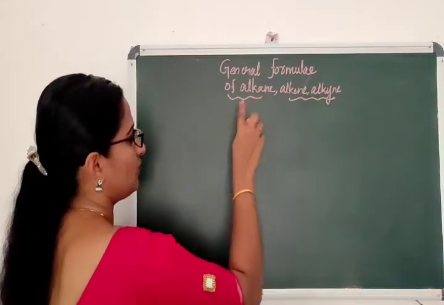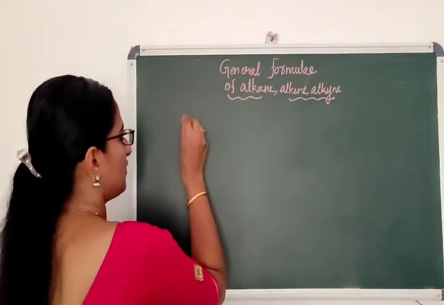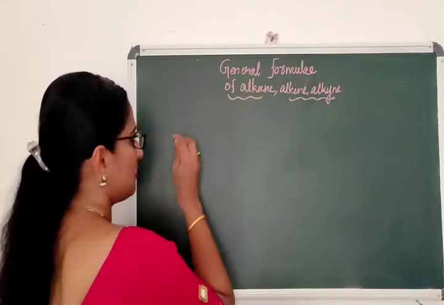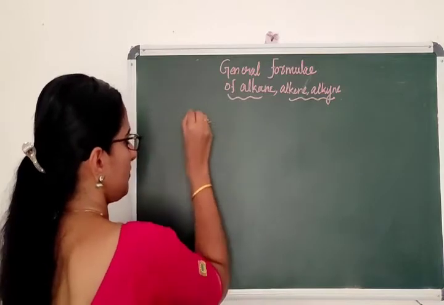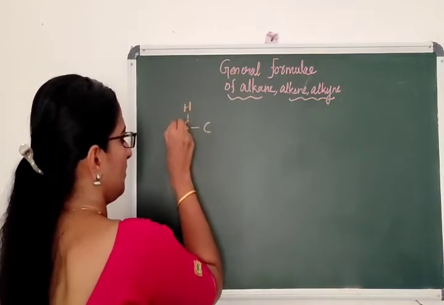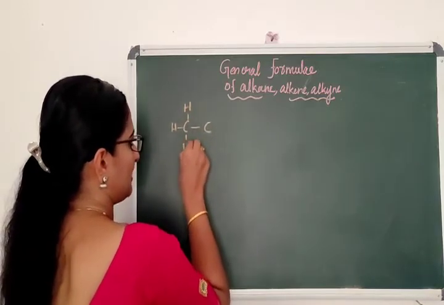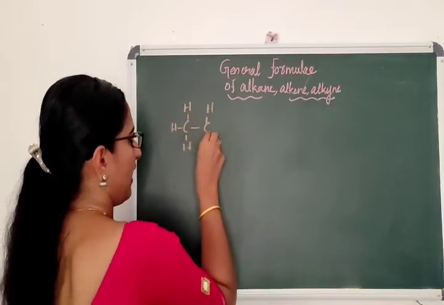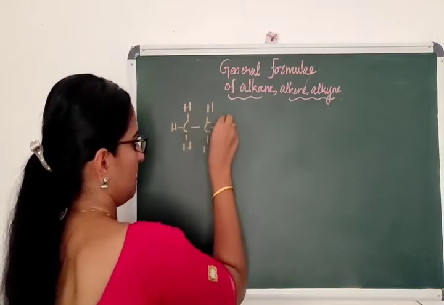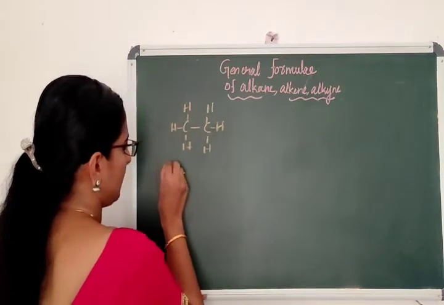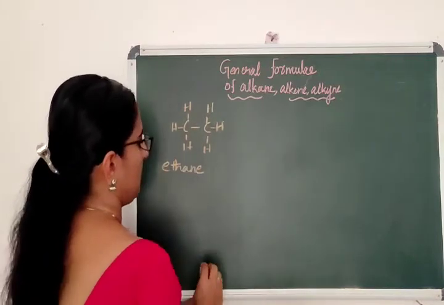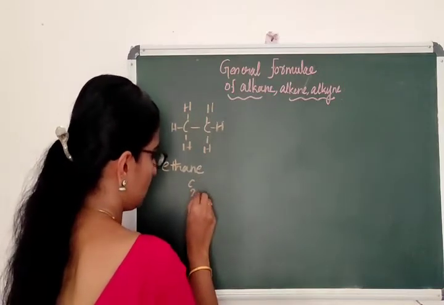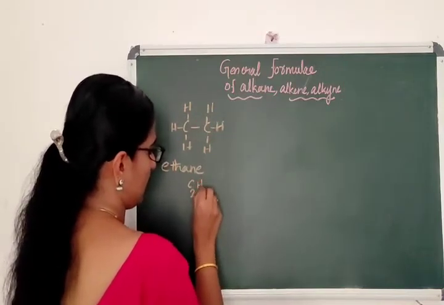Okay, let me write one example of an alkane. So if I write ethane, how will you write ethane? Ethane means two carbons with the remaining six valencies satisfied by hydrogen, right? This is ethane, the second member of the alkane series, and the chemical formula is C2, total number of hydrogen H6.